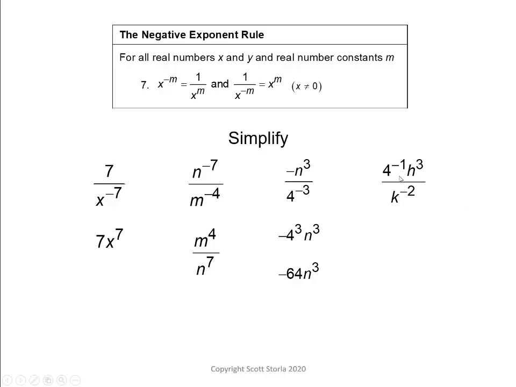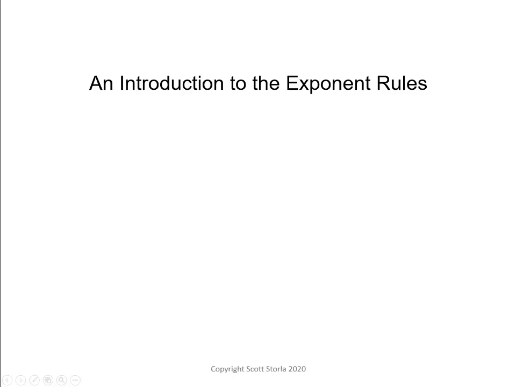The last one, the base of 4 will come to the denominator. The base of k will go to the numerator. The base of h will stay where it is because it has a positive exponent. And I'm finished. You don't have to write the exponent of 1 here. We usually don't. Well, that concludes our work with an introduction to the exponent rules.